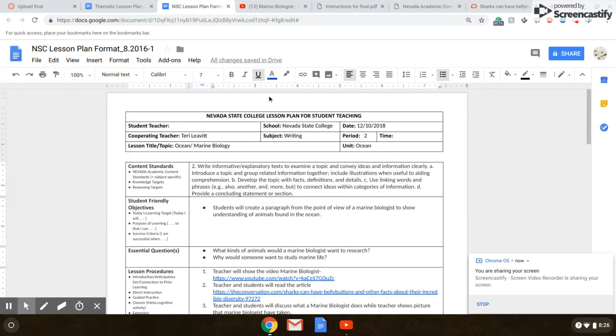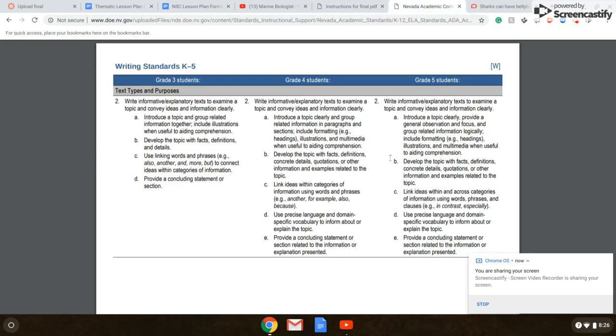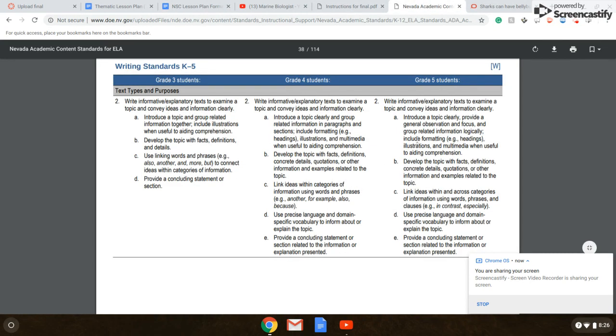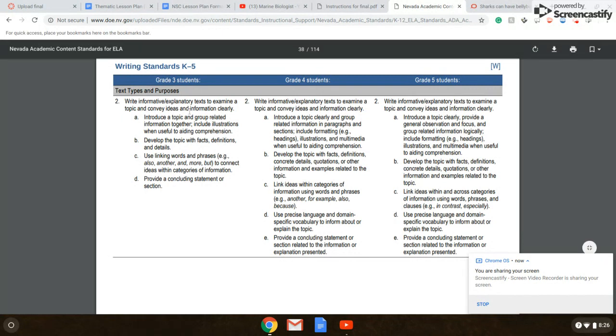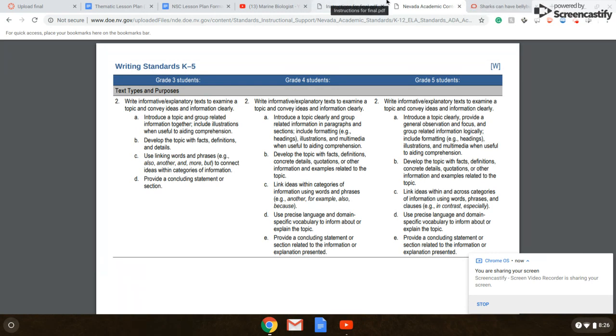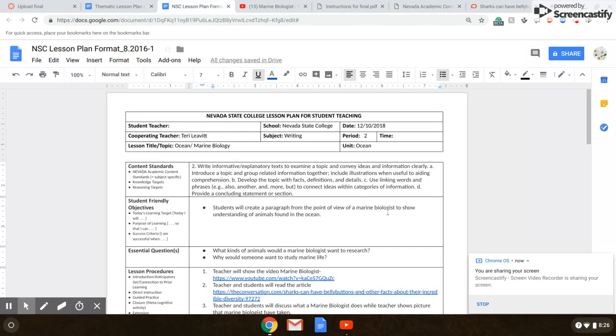And I got my standard from the Nevada Academic Content Standards for ELL, and it says write informative exploratory text to examine a topic and convey ideas and information clearly. Introduce a topic and group related information together. Include illustrations when useful to aid in comprehension. Develop the topic with facts, definitions, and details. Use linking words and phrases. So let's go back here to the lesson.